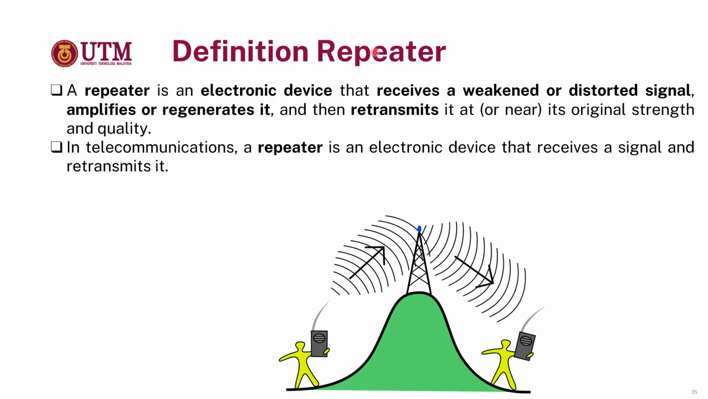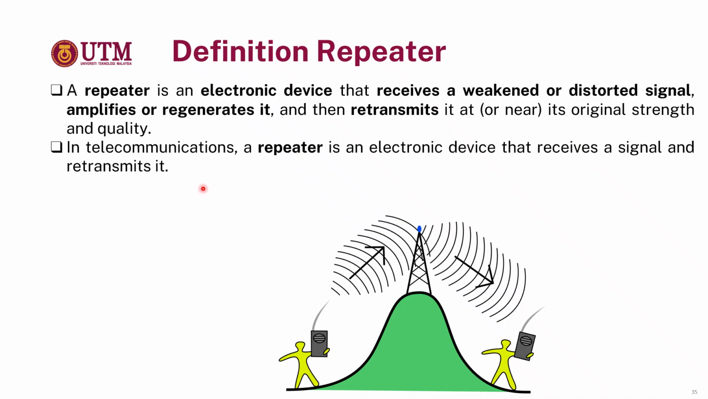So the definitions of repeater. Repeater is an electronic device that receives a weakened or distorted signal, amplifies or regenerates it, and then retransmits it at or near its original strength and quality. In telecommunication, a repeater is an electronic device that receives a signal and retransmits it.